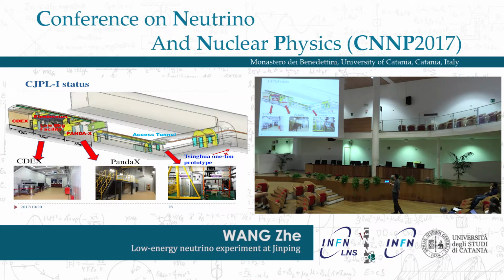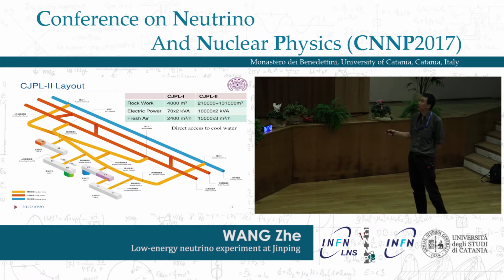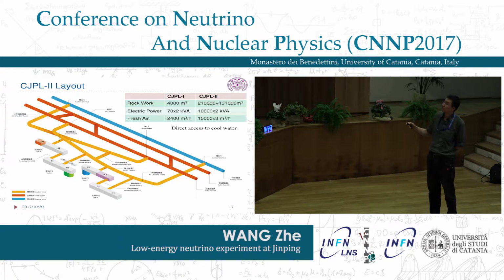This is what phase 1 of this laboratory looks like. It's only a small laboratory. Currently, it's hosting 2 dark matter experiments. One is called CDEX, using a germanium detector. The other one, PandaX, uses liquid xenon. There are also some low background facilities. Now, in this access tunnel, we have a one-ton prototype for this neutrino program.